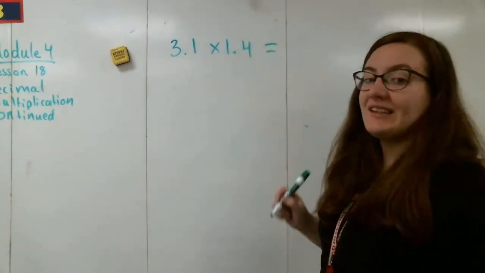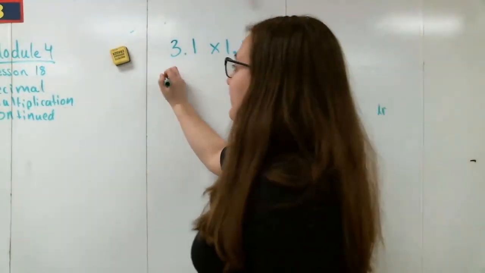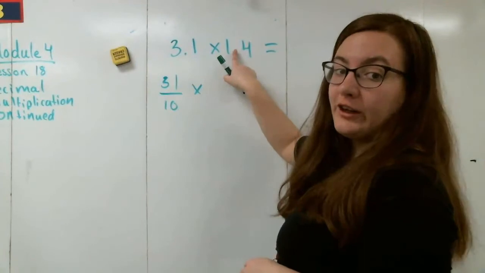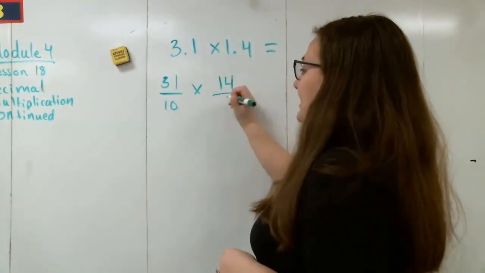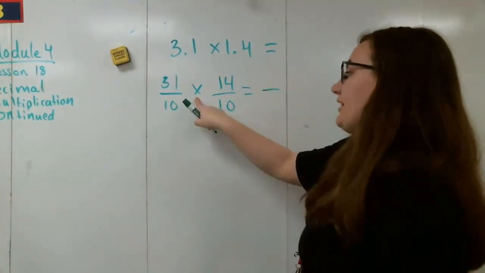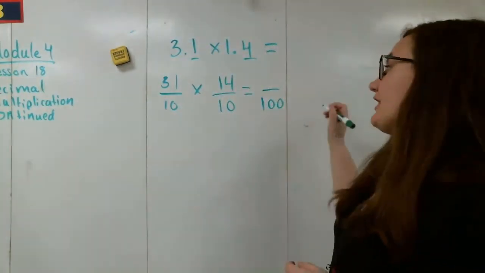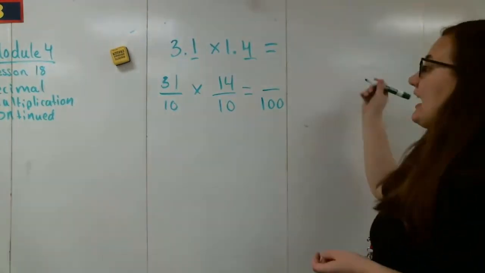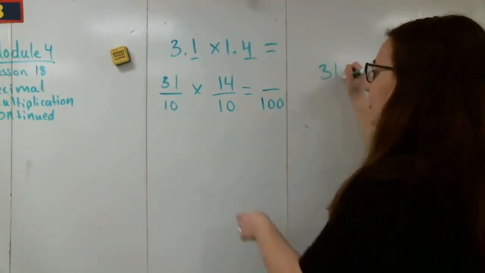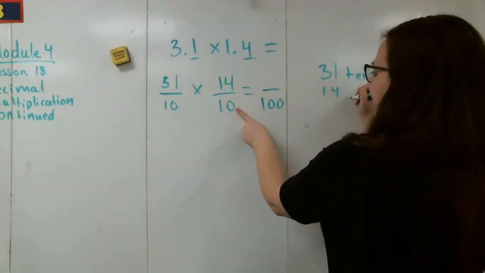So if I were to write this as a fraction, I would have 31 tenths times 14 tenths. I know that 10 times 10 is 100, and I see that I have 2 decimal places, so that means that my answer is going to be hundredths. And since I can't do 31 times 14 in my head, I'm going to set up a standard algorithm. So I have 31 tenths times 14 tenths.